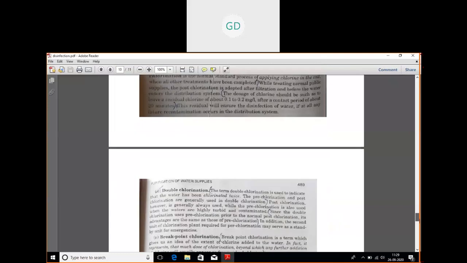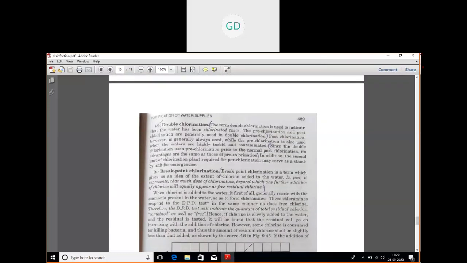Next is your double chlorination. So what is double chlorination? Your pre-chlorination and your post-chlorination together are known as double chlorination. The term double chlorination is used to indicate that the water has been chlorinated twice. Obviously, from the name itself, it is double. So when both processes are done together, it is known as double chlorination.